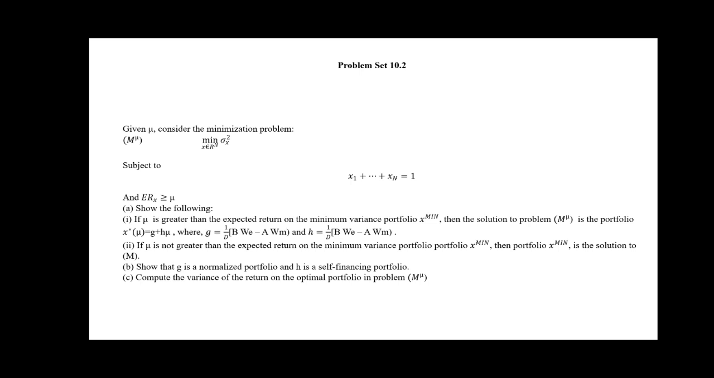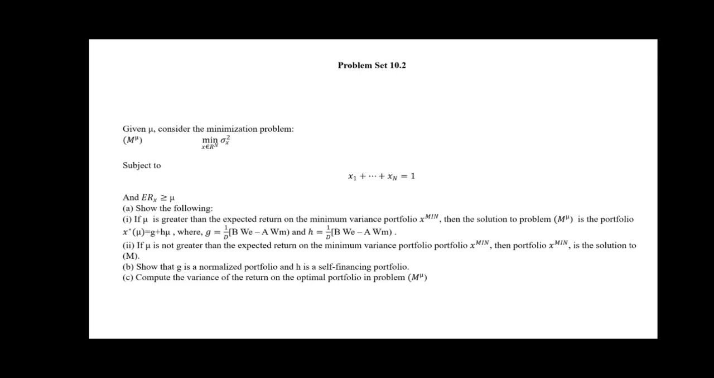B, show that g is the normalized portfolio and h is a self-financing portfolio. Number C, compute the variance of the return on the optimal portfolio in problem M.